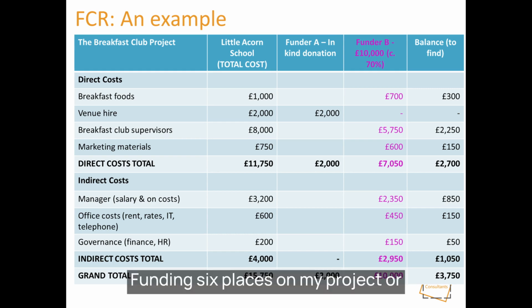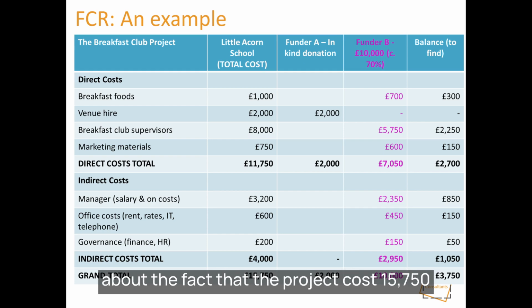Funding 6 places on my project, or 30% of my work, is a lot easier than just covering my indirect costs, so it makes it an easier proposition for other funding proposals. The second reason is that if I cannot find that balance, I can be honest with Funder B about the fact that the project cost £15,750 and they've only given me 70%.